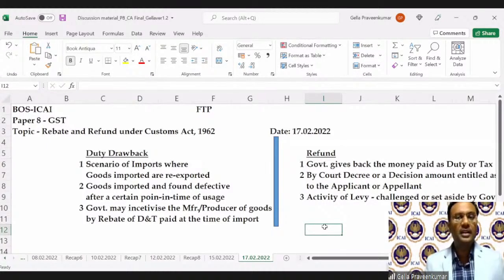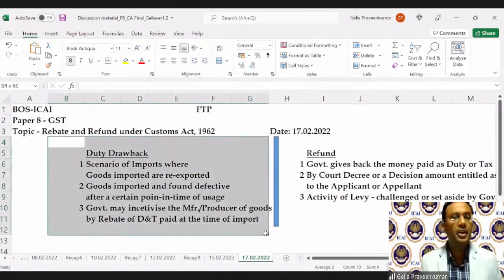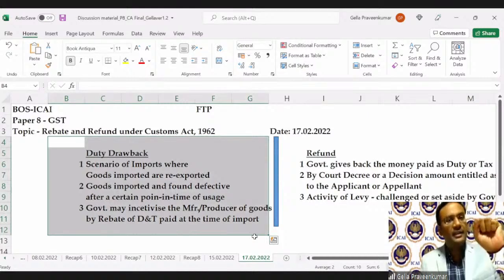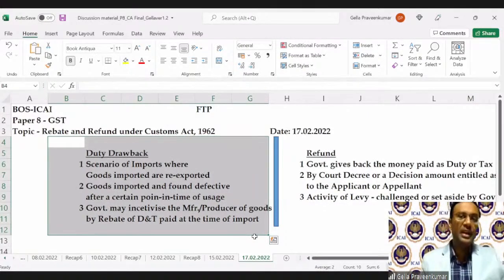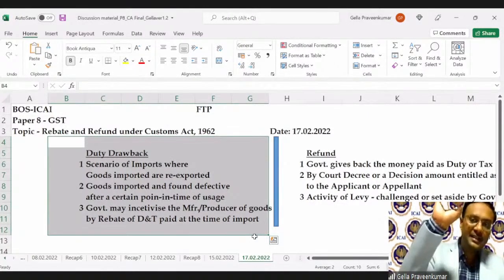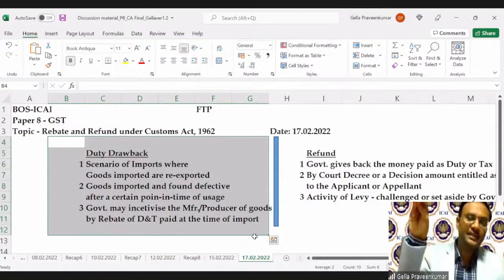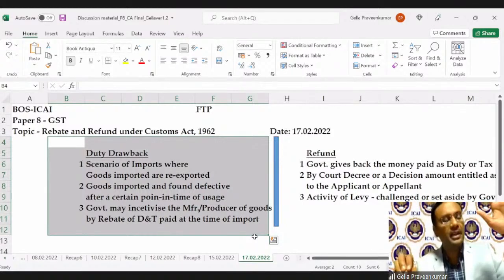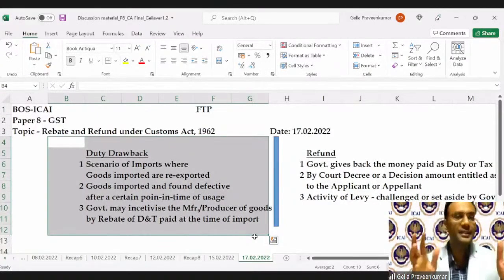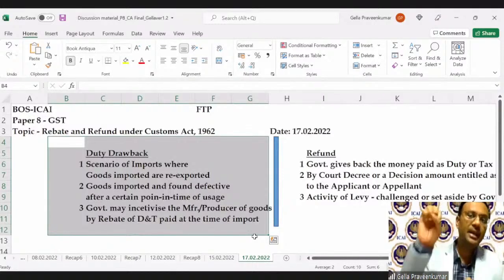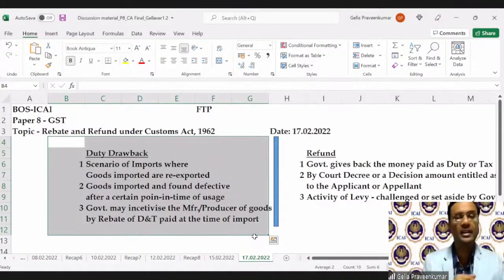Now, to set the tone for today's discussion, students, you need to understand that duty drawback is concerned with many activities, while refund is concerned with only a few activities. Duty drawback has a dominant role and a wider coverage compared to refund under customs law, right? So this is the basic thin line of difference between drawback and refund.